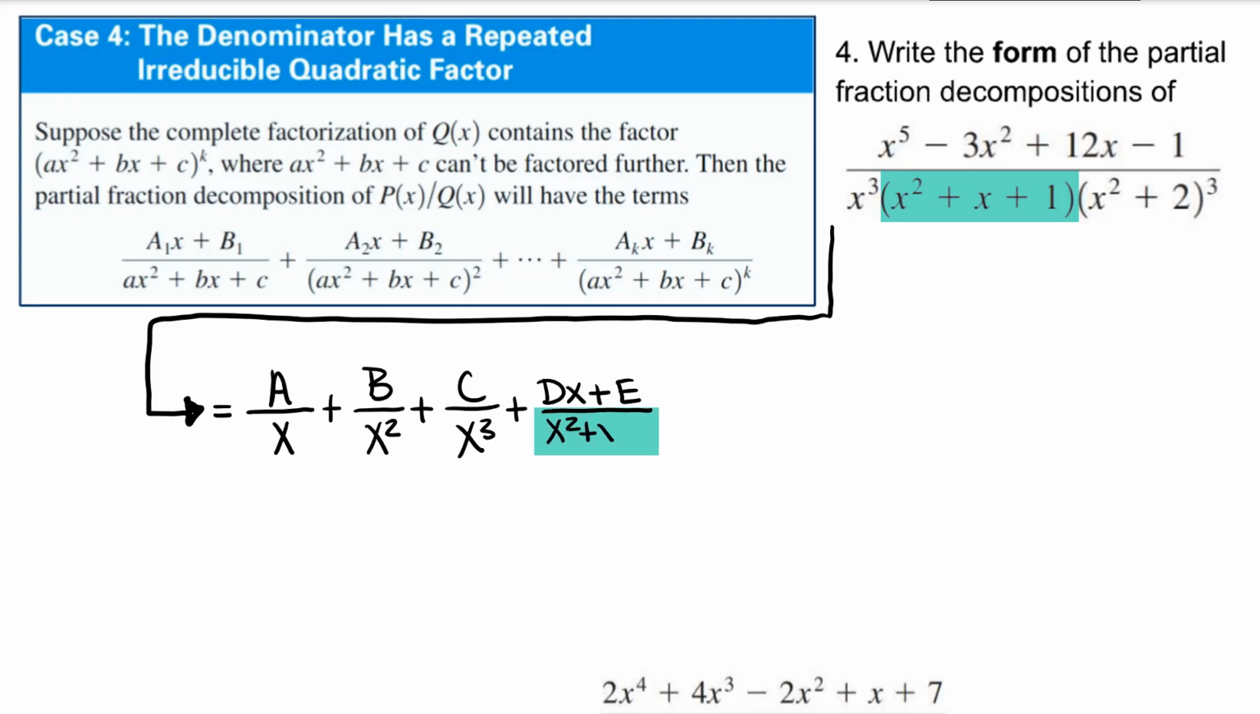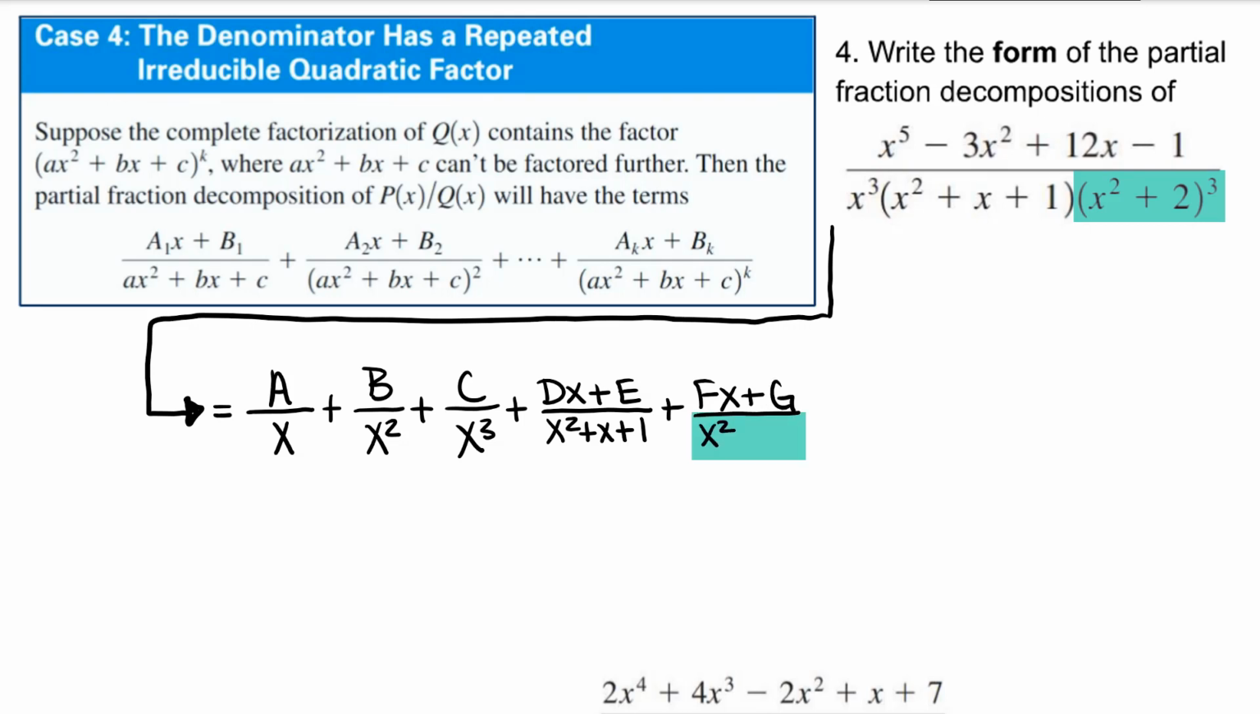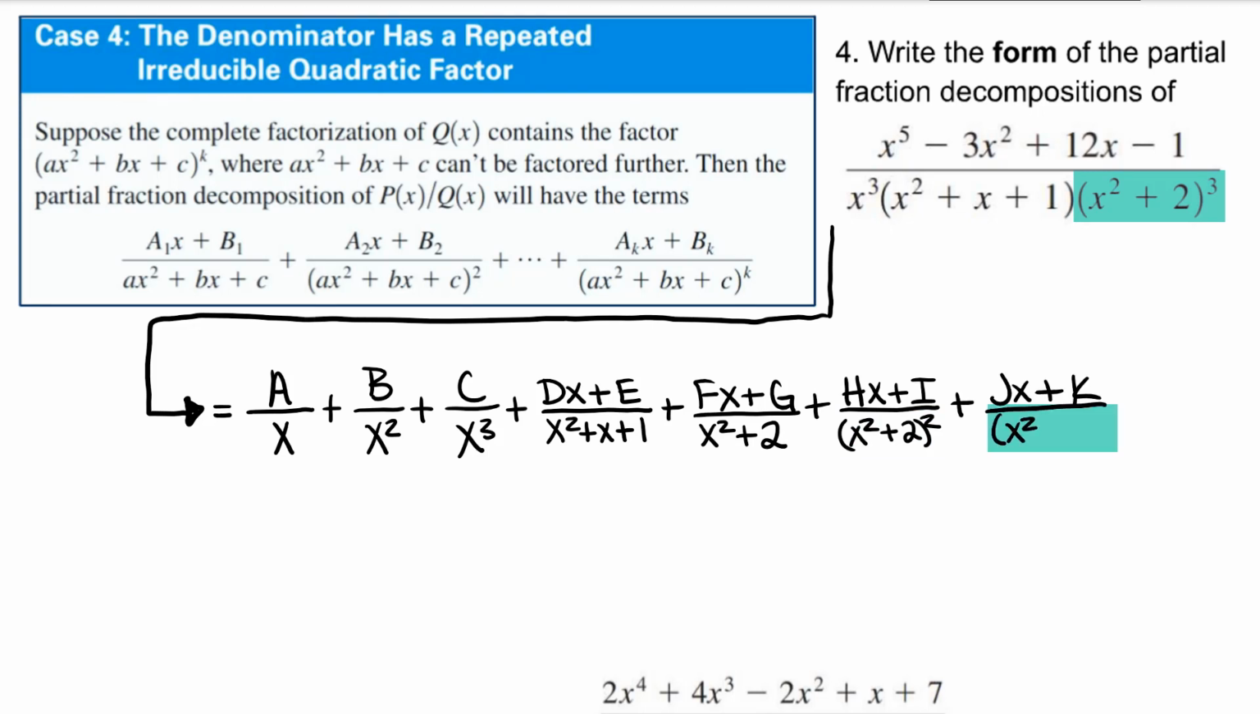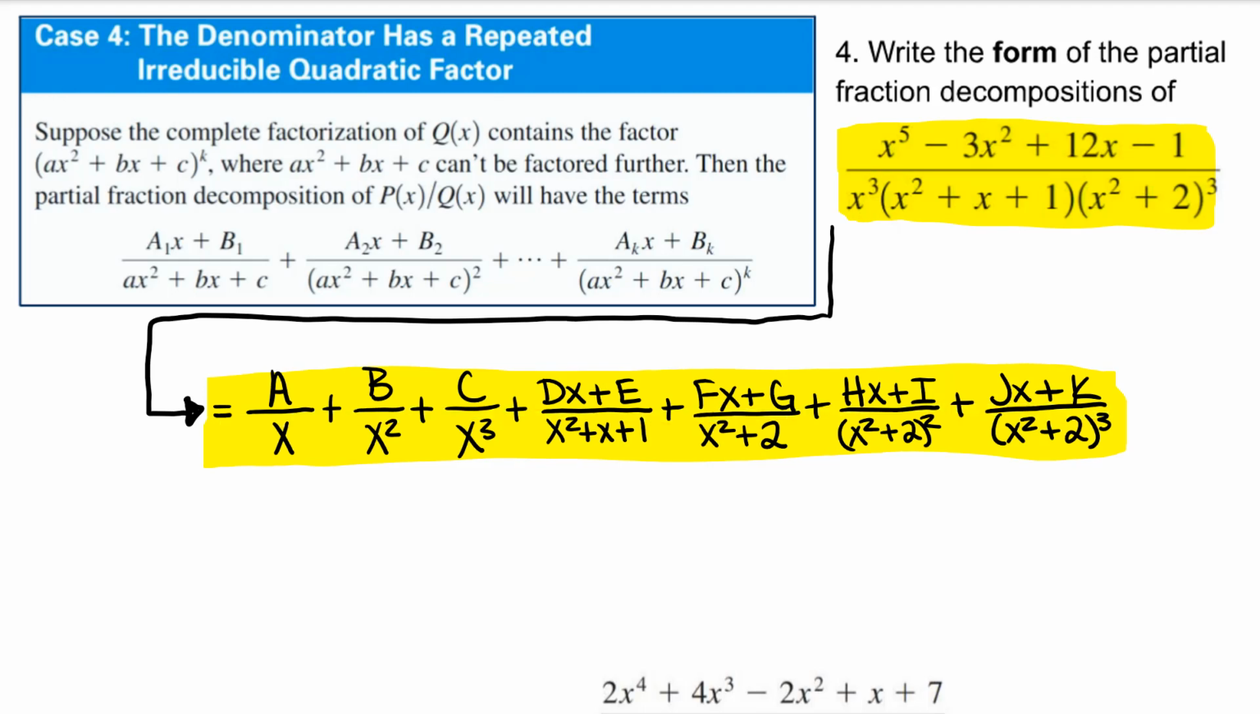And then we have a repeated irreducible quadratic factor. This quantity is cubed, so we'll need 3 fractions to represent each power up to 3. The numerator will be fx plus g over (x squared plus 2) to the power of 1. We'll just keep going through the alphabet here, plus hx plus i over (x squared plus 2) squared plus jx plus k over (x squared plus 2) cubed. Wow, fortunately, they're not making us solve this. This is the form the partial fraction decomposition of this fraction takes.